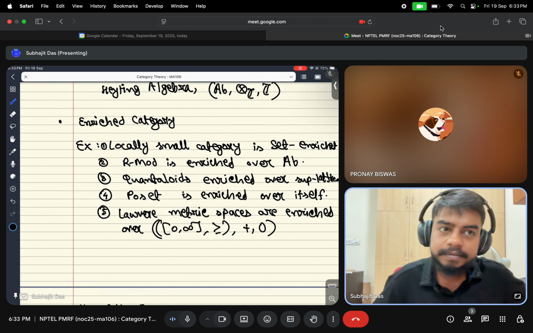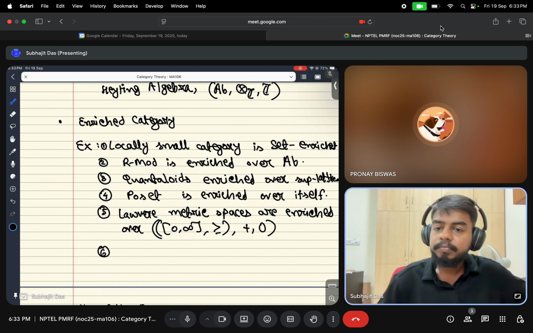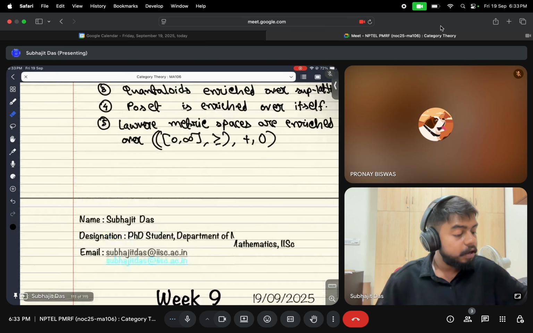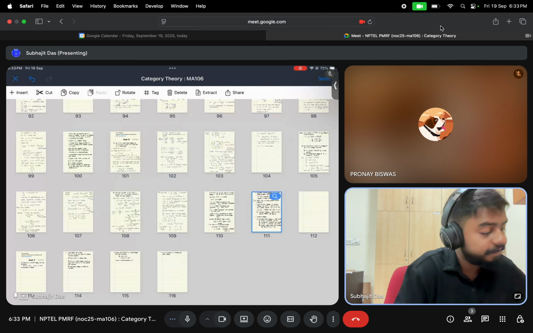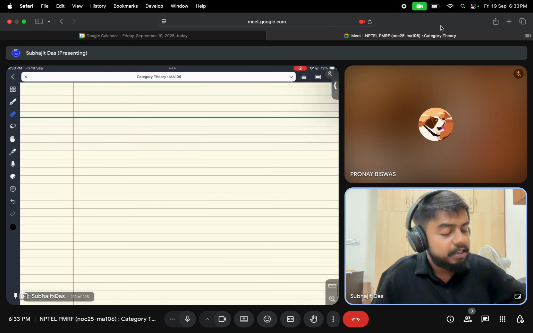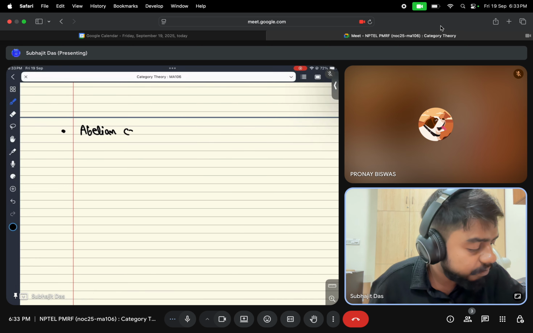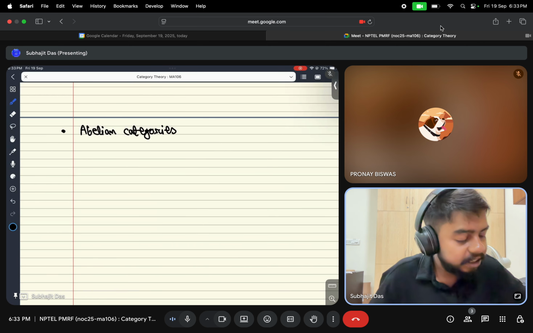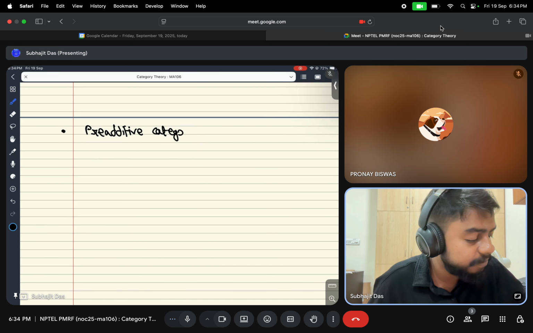Yeah, any other examples? Okay, and now comes the most interesting and most important thing, which is you also studied the notion of abelian categories. So abelian categories are, in fact, let's start from the beginning, pre-additive categories. So you studied pre-additive categories. So what is a pre-additive category?